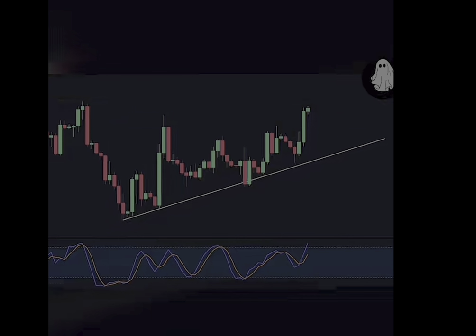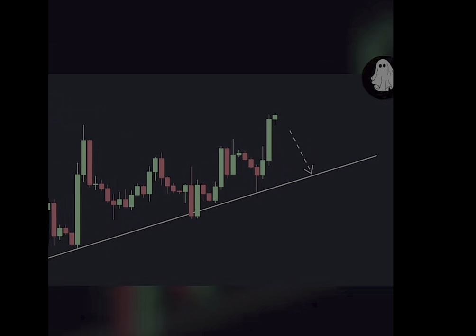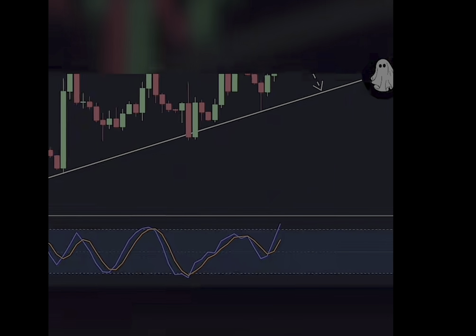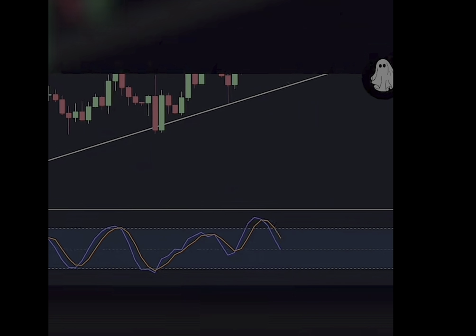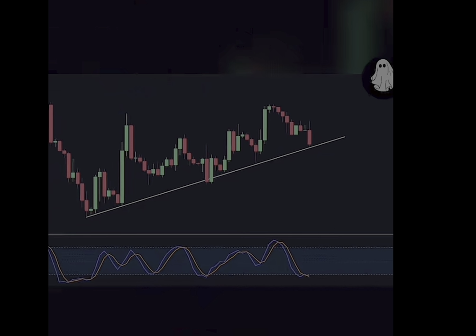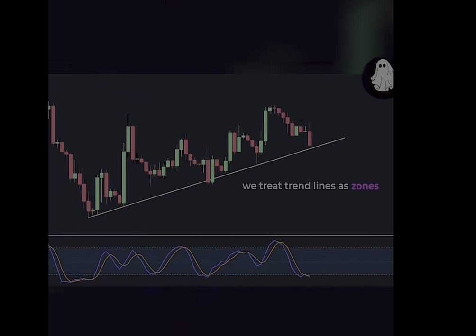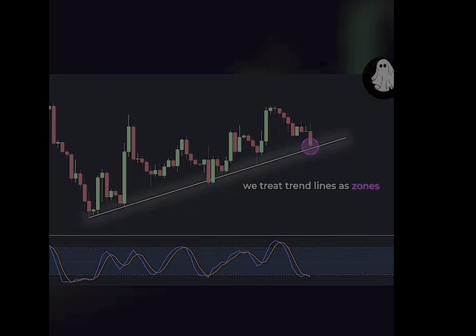So, what I look for is price approaching the trend line, but I also want to make sure that the blue stochastic line crosses into the oversold level, which is this bottom level here. So that would look something like this. But keep in mind, as I mentioned earlier, we treat trend lines as zones instead of fixed lines. This means price doesn't have to touch the trend line perfectly, as long as it's within the zone of the trend line while the stochastic crossed oversold, the setup is still valid.